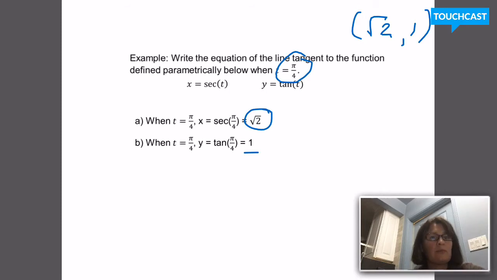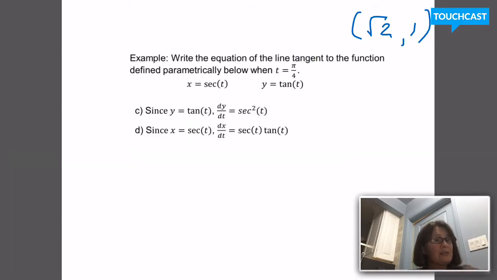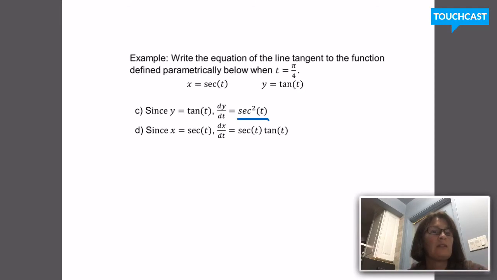Now I'm going to find the slope. I'm looking for dy/dx, and I know that to find dy/dx, I'm going to find dy/dt and divide by dx/dt. So to find dy/dt, I need to take the derivative of tangent of t. Well, that's secant squared of t. To find dx/dt, I need the derivative of secant of t. The derivative of secant is secant t tangent t. Now I have dy/dt and I have dx/dt. I just make them into a big fraction.